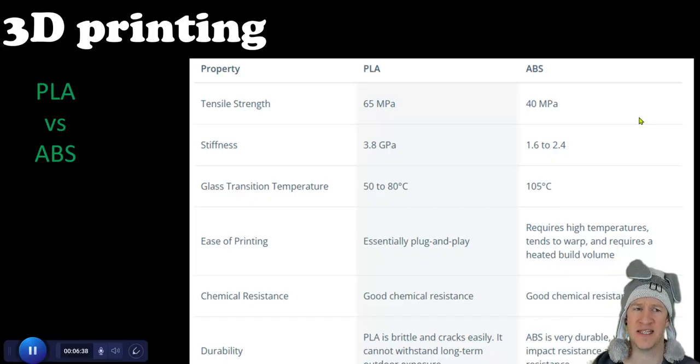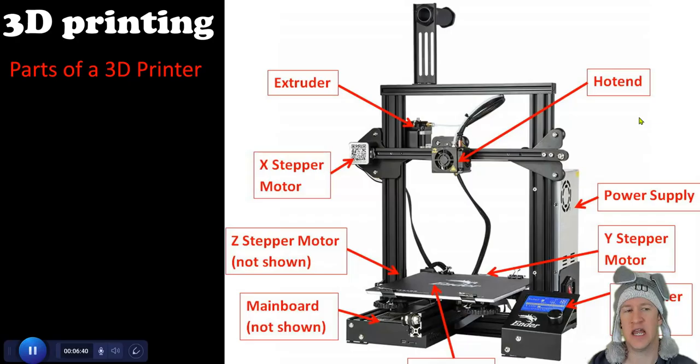Let's talk about parts of a printer. There are lots and lots of different types of printers. They all look slightly different. Some of them are enclosed, some of them aren't. However, they nearly always have the same essential components. If we break down, this is the Ender 3, for example. This is a very good entry point. It's very cheap, but very good quality printer. Let's talk about the parts that you would find.